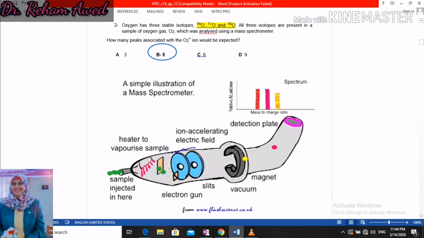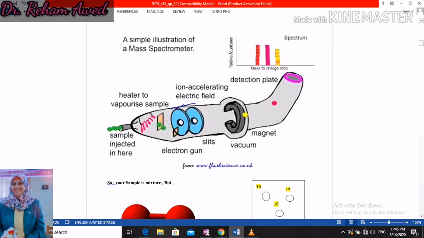According to their moving with different speed in the magnetic field, we will start to take the hit of the particle on the spectrum and draw a relation between the mass of particle and their relative abundance. So we are talking about the relation between mass of particle and relative abundance. In the case of oxygen, if we have monoatomic oxygen, of course we will have 3 peaks in the mass spectrum.